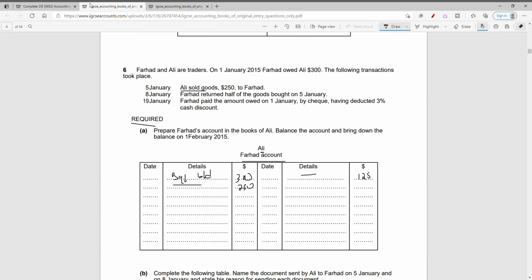And then it says on 19 January, Farhad paid the amount owed on 1st January by check. So on 1st January, he owed $300, right? So if you do 3% of $300, I'll just take my calculator and do 3 divided by 100 times 300, which is $9. So that's going to be your discounts allowed, or cash discount. So $9. So he paid 291, and you say a cash discount or discount allowed of $9.